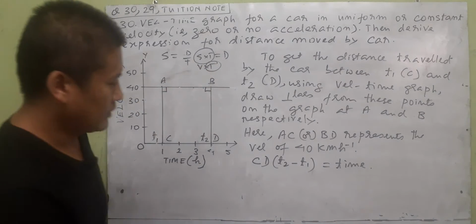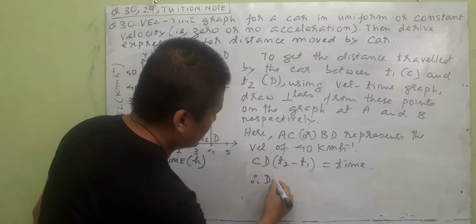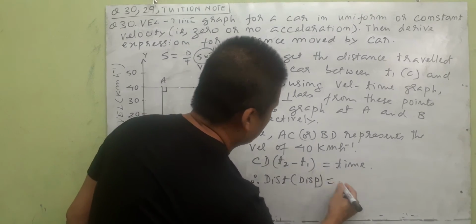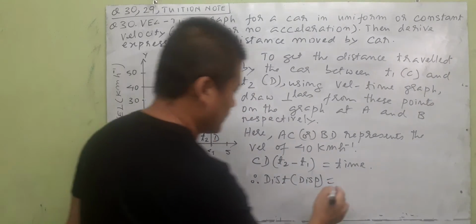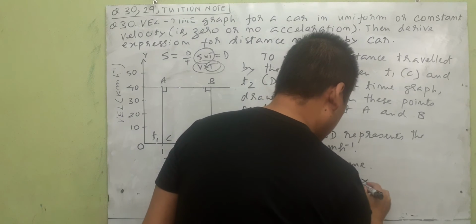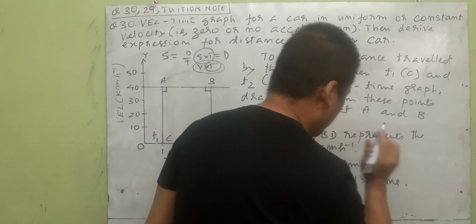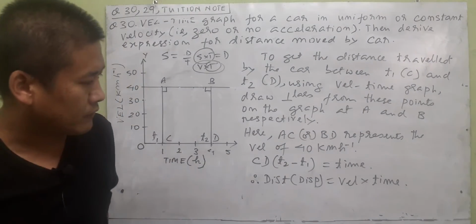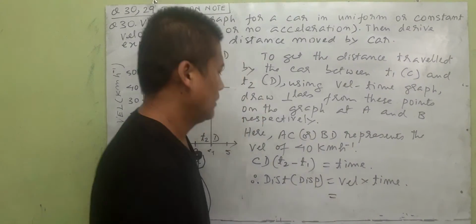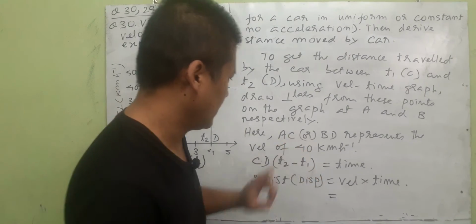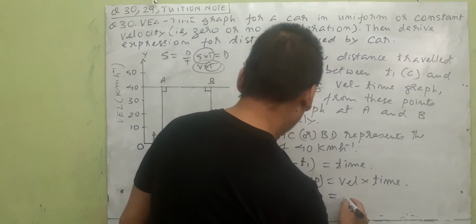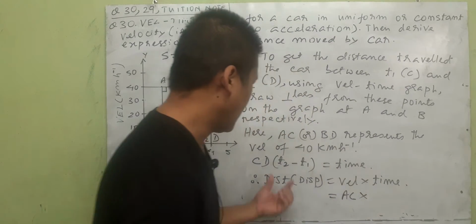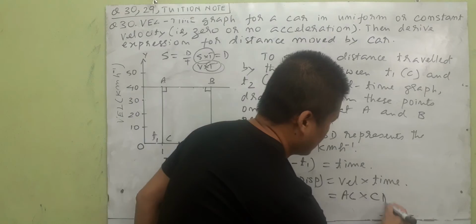So we can write, therefore, distance covered by this car, or displacement, will be equal to velocity into time. We know this formula, velocity or speed into time. Here we are taking velocity. Now velocity is nothing but this one, say 40, which is SC. You can write SC, or you can write BD also, into time, which is CD.